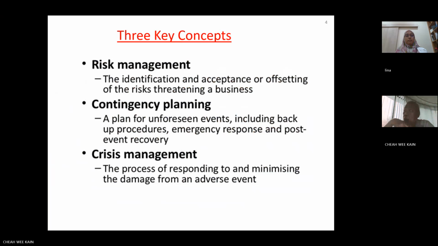Offsetting the risk, that is risk management. Second is contingency planning, a plan for the unforeseeable. And the worst is the last one: the problem has come out already, and you have to consider crisis management, minimizing the damage from an adverse event. So we'll look at these 3: risk, contingency, and crisis.